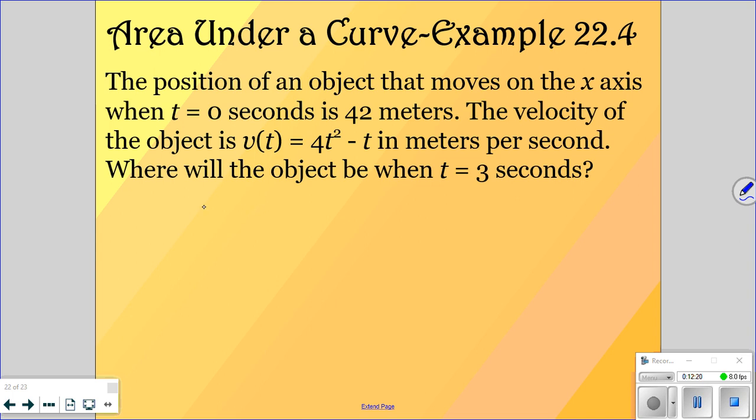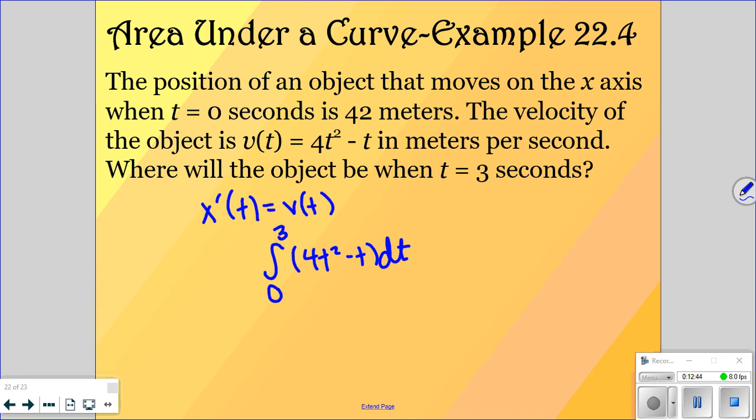So remember that the derivative of position is velocity. And so we're going to go backwards, and that's called integration when you're going backwards. So we're going to do 4t squared minus t with respect to t. And we're going to go from 0 to 3 seconds because that's what we're concerned with. We started at 0, and it says when the object's at 3. And so we're going to have to integrate this.